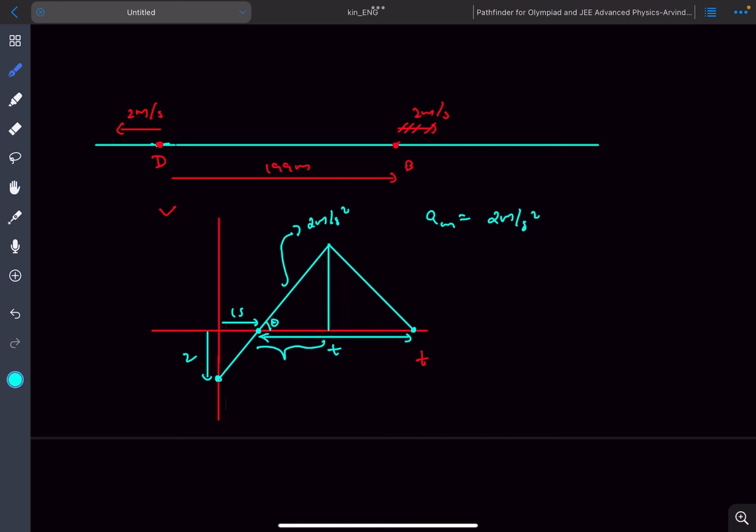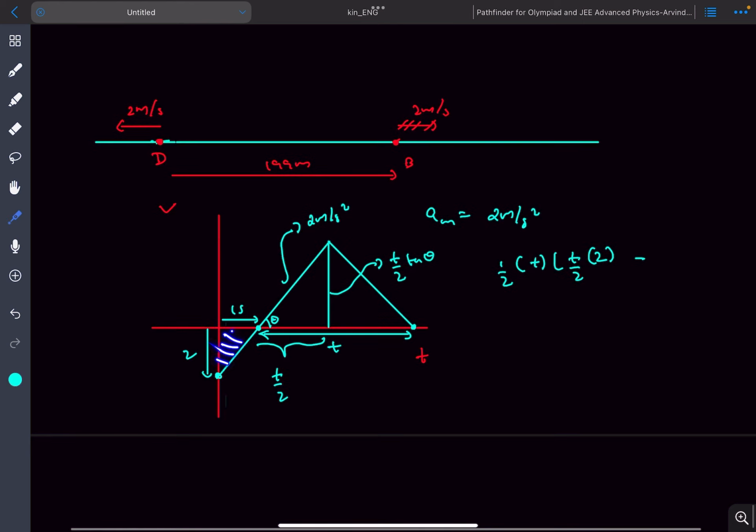Now this length is going to be t by 2, which means this height is going to be t by 2 tan theta. So the area of this triangle is going to be half the base, which is t, times the height, which is t by 2 tan theta, and the value of tan theta is 2. And this minus the area of this small triangle. Why are we subtracting it? Because the displacement is negative here, which basically means the dog travels to the left for a while. It's going to be half into 2 into 1, which is just 1. And this should all add up to 199 meters. After solving this, you'll get the value of t to be 20 seconds.